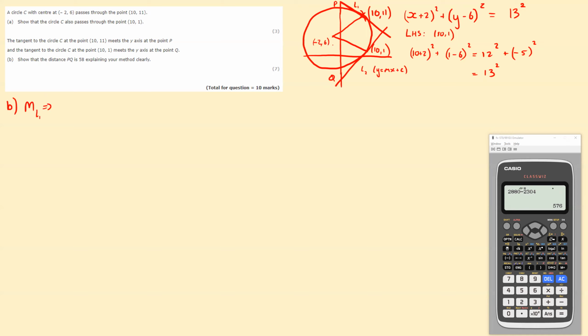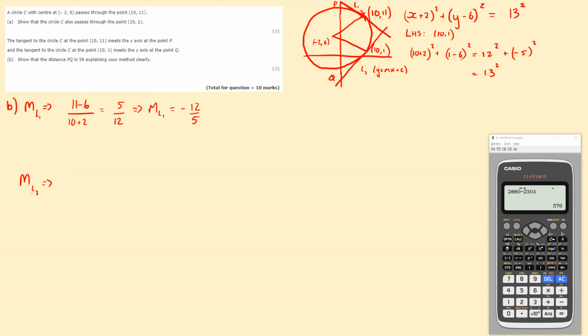So first I'm going to find the gradient of the radius. So I'm going to do 11 minus 6 divided by 10 minus 2, which is 10 plus 2. That's going to be 5 over 12. So that implies that my gradient of L1 is the negative reciprocal of that. So in this case, that's going to be minus 12 over 5. And it was at this point that I started panicking in the previous one, thinking, whoa, that can't be right. It looks nasty, but I'm going to persevere. And I did, and it's good because it is actually on the right lines.